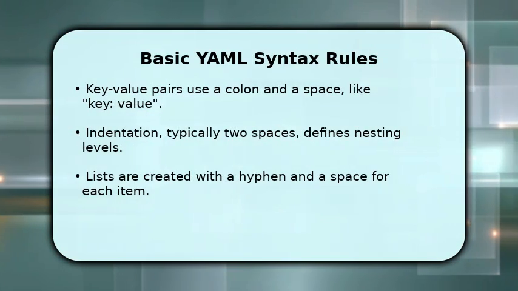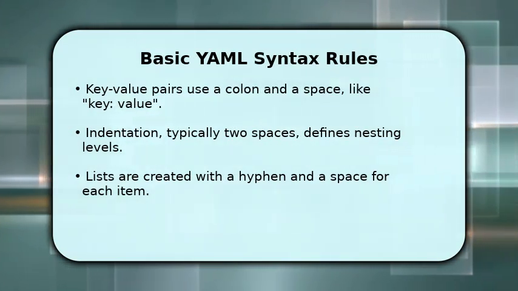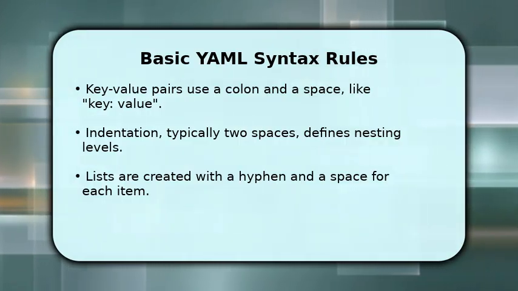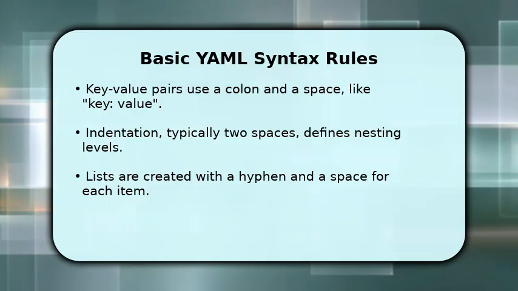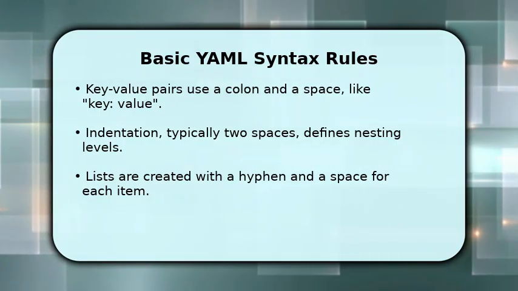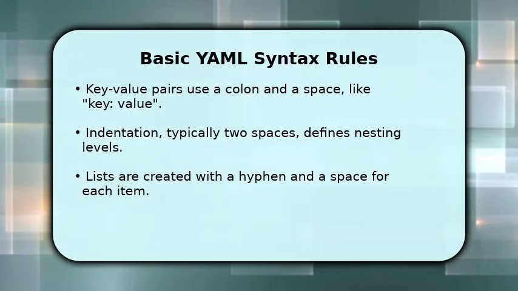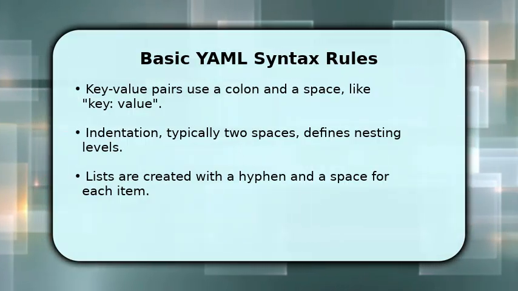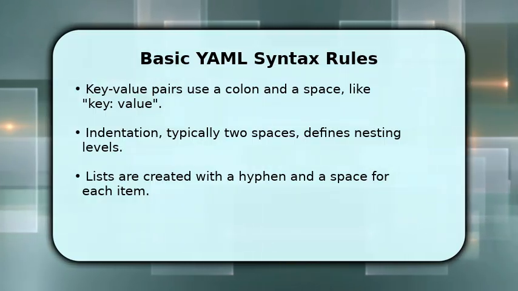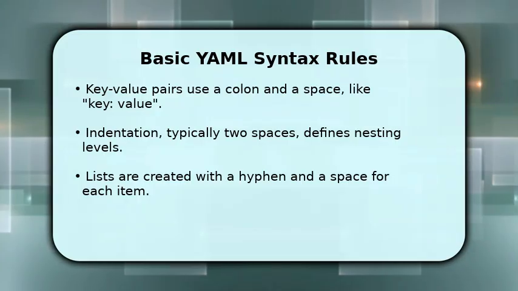Let's dive into the basic syntax. YAML relies heavily on key-value pairs, where a colon followed by a space separates the key from its value. Indentation, usually 2 spaces, is crucial for defining the hierarchy of your data, replacing brackets or braces. For lists, simply use a hyphen and a space before each item. Most strings don't need quotes, making the files very clean and easy to read.